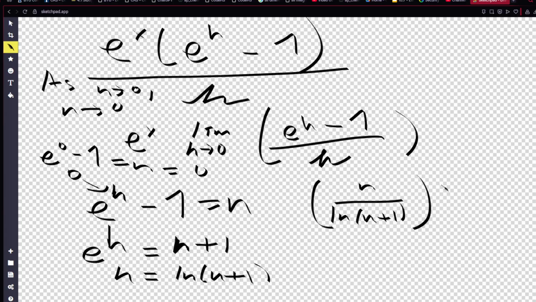But we're going to do something interesting here, and we're going to multiply by the reciprocal of n on the top and bottom, which is essentially just multiplying by 1. And what we get is 1 over n times ln(1 + n), and 1 over n is essentially just going to be 1 over n.